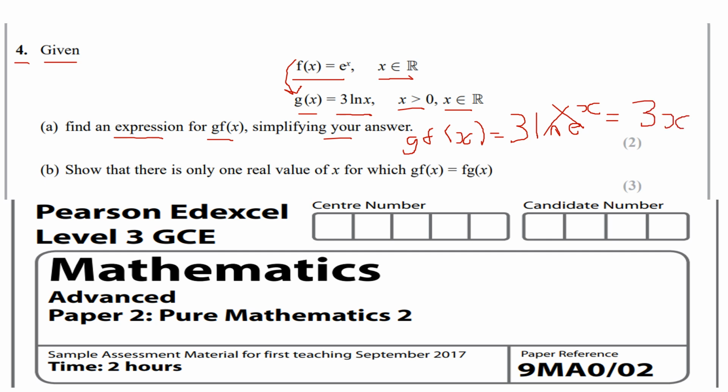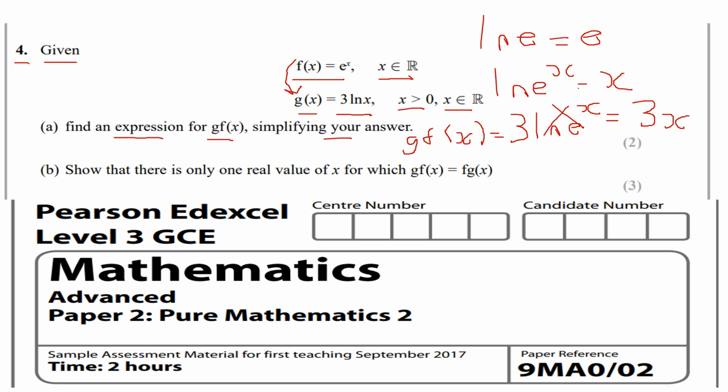If you're not sure, natural log of e just goes to 1, and natural log of e to the x just goes to x. So you have 3 lots of that, which is equal to 3x.